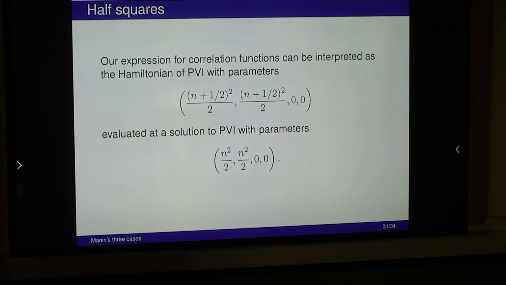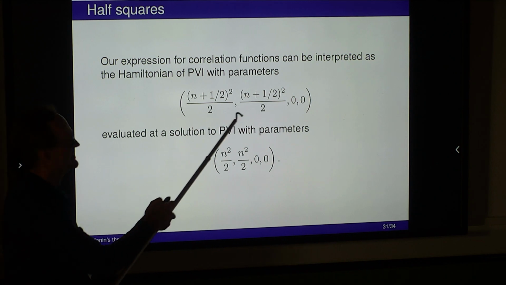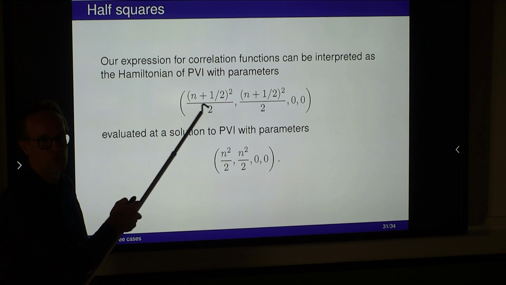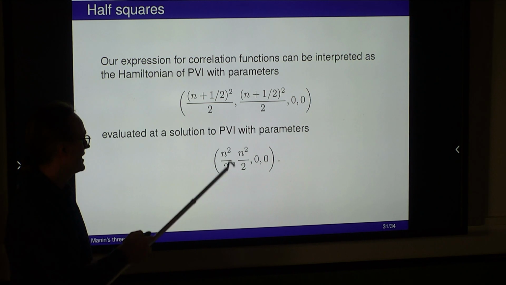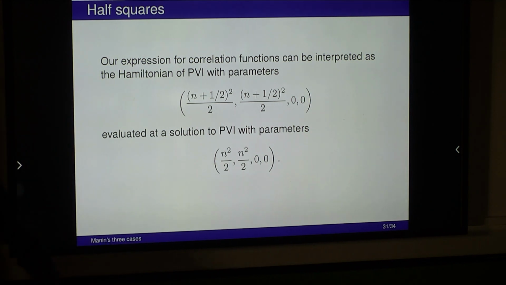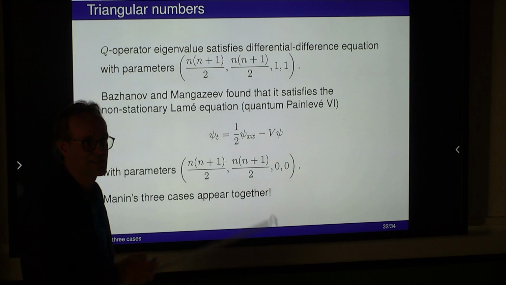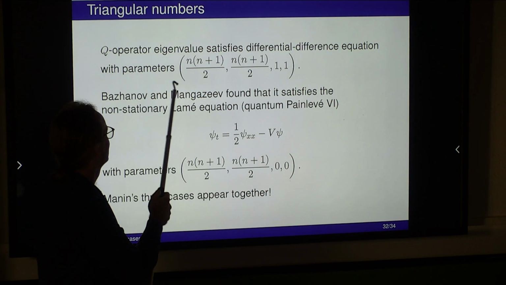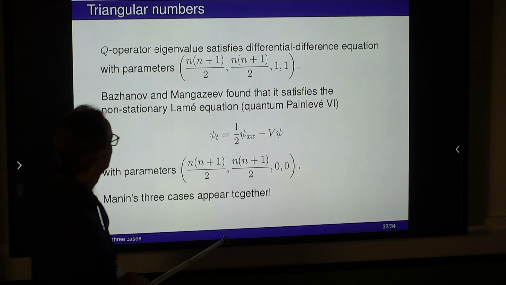So you saw the half square. I said that the correlations, I'm talking about Painlevé 6 with this type of parameters. So this is a type where you have hypergeometric solutions and things like that. But what you plug in is a solution where you have this type of parameters. So this is the Picard class, where you have also some explicit solutions, but quite different in nature. And I said, in this differential difference equation, I had this triangular number, so the Q-operator eigenvalues satisfy an equation with triangular numbers in.